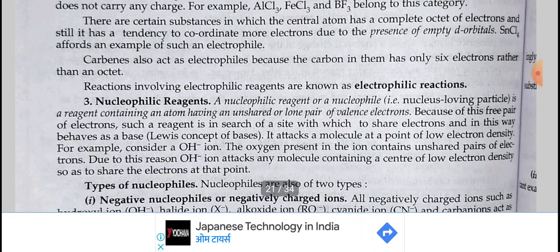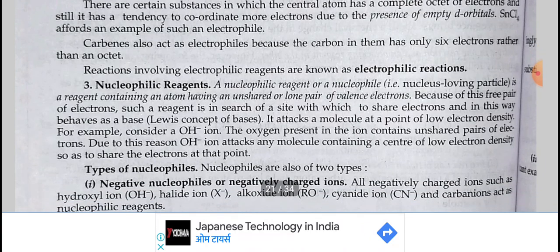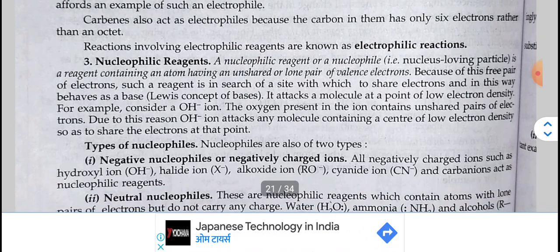Carbenes also act as electrophiles because the carbon in them has only 6 electrons rather than an octet. Reactions involving electrophilic reagents are known as electrophilic reactions. Nucleophilic reagents: a nucleophilic reagent, or a nucleophile (nucleus-loving species), is a reagent containing an atom having an unshared or lone pair of valence electrons.